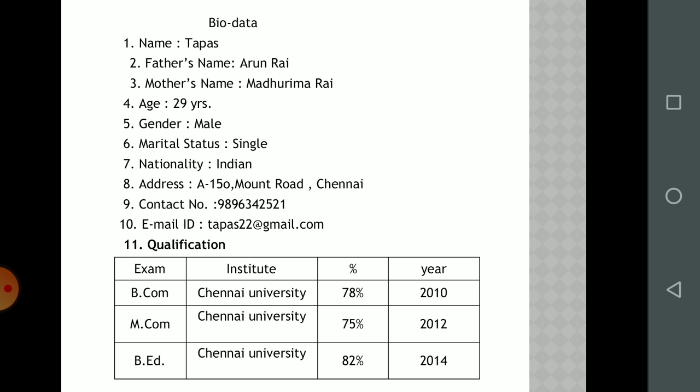Now see, this is how biodata can be prepared. Name Tapas, father's name Arun Rai, mother's name Madhurima, age 29 years, gender male, marital status single, nationality Indian, address already given in the question, same address we have to use here, contact number, email ID, and now qualification or educational qualification. So this is how you can prepare a grid or a table where you can show exam, institute, percentage and year.